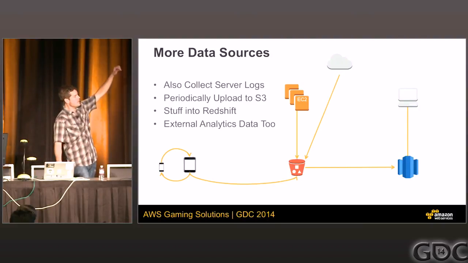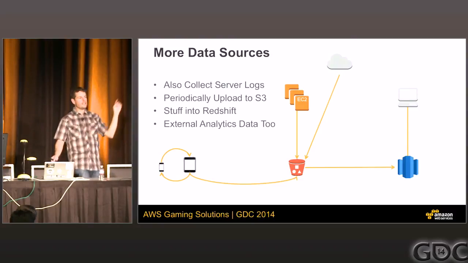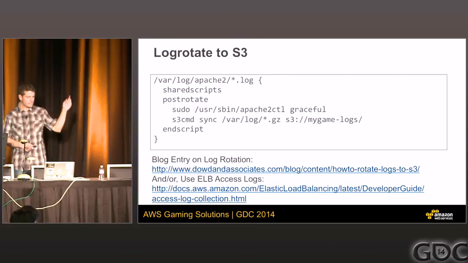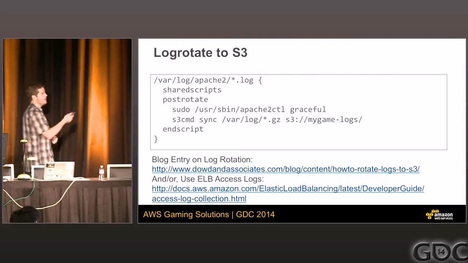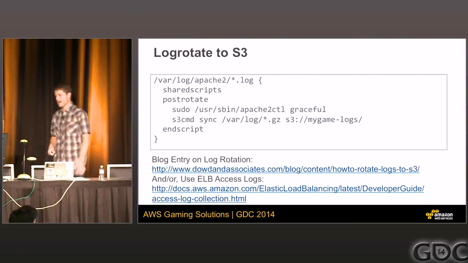So all the stuff you could do in terms of loading Redshift, you can pull in an external data source and stuff it into Redshift, same idea. And this is a quick example I won't dwell on, but it highlights just how simple it is. This is using Logrotate, which is a very popular Linux tool.